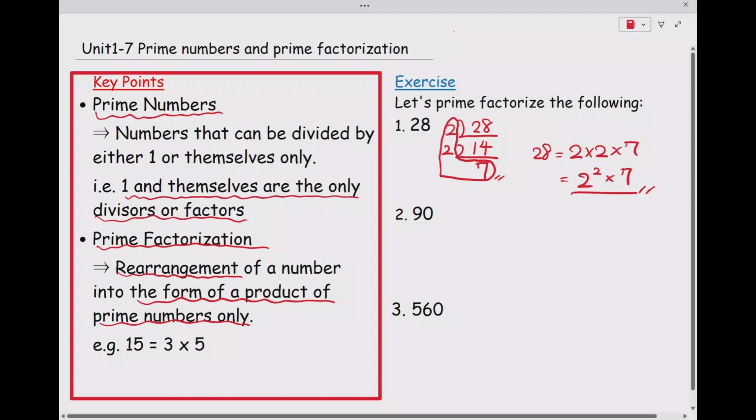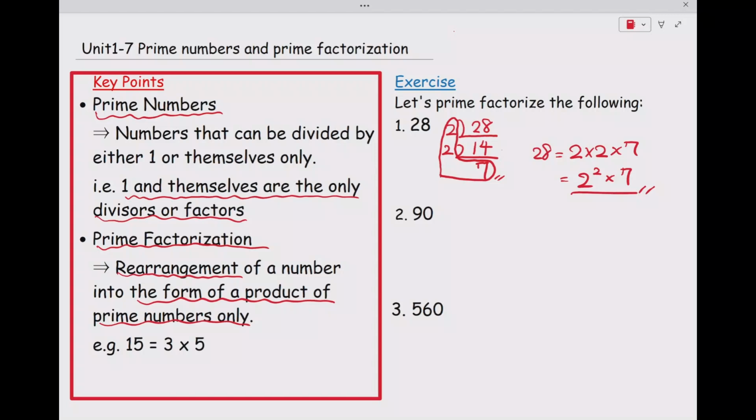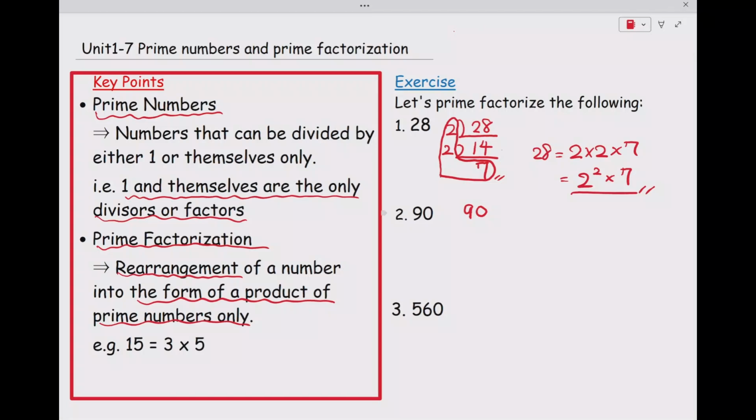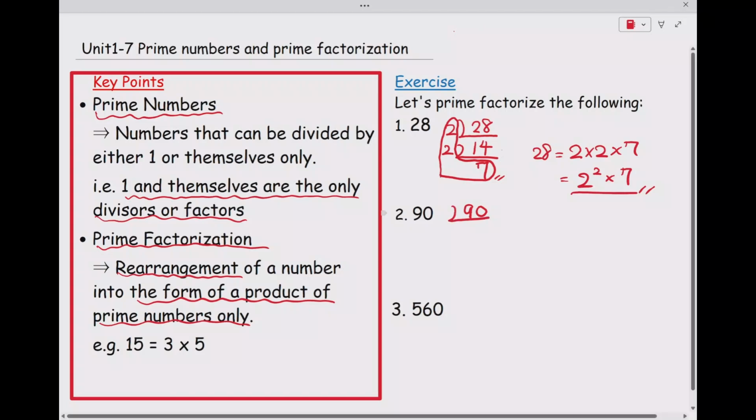Question number 2. 90. As in the previous question, let's continue dividing it by smaller prime numbers until we reach the prime number at the bottom. First, 90 is an even number, so it is divisible by 2. 90 divided by 2 gets you 45.